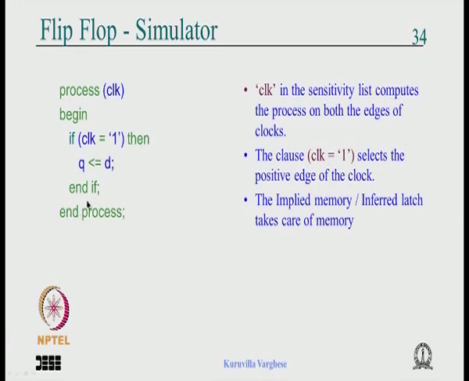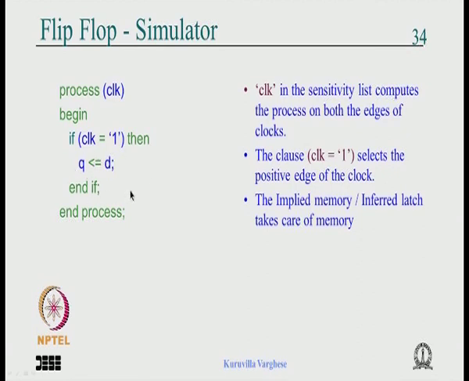But as I said, the synthesis tool looks at the code within the process body, and that says if clock is 1, Q gets D. That means as long as the clock is 1, Q is D, and it will become a transparent latch. And this end if is the one which is specifying the memory element. So we are using that implied memory to describe the behavior of the flip flop.